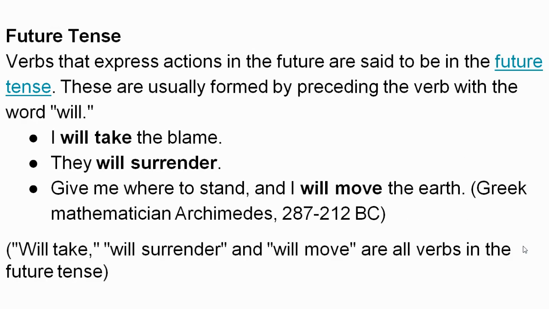Future tense. Verbs that express action in the future are said to be in the future tense. These are usually formed by preceding the verb with the word will. I will take the blame. They will surrender. Give me a place to stand and I will move the earth, said the Greek mathematician Archimedes, 287 to 212 BC. Will take, will surrender, and will move are all verbs in the future tense.